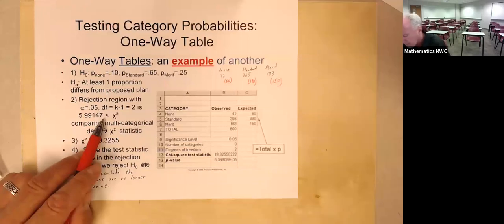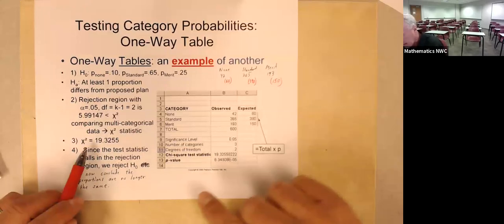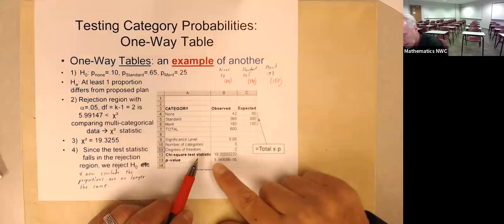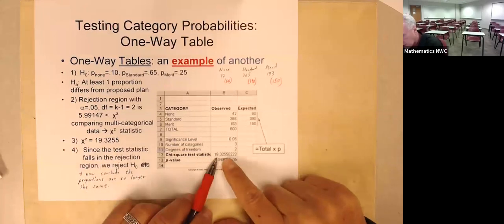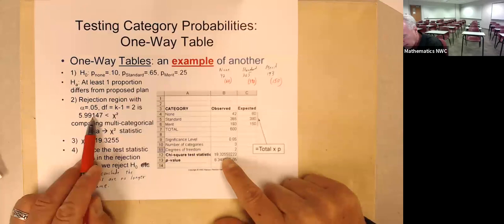This time, they gave us the chi-squared statistic. You would not have to calculate it out. 19.3, that's a huge number. We didn't just barely go over our line in the sand of 5.99. We blew it out of the water.